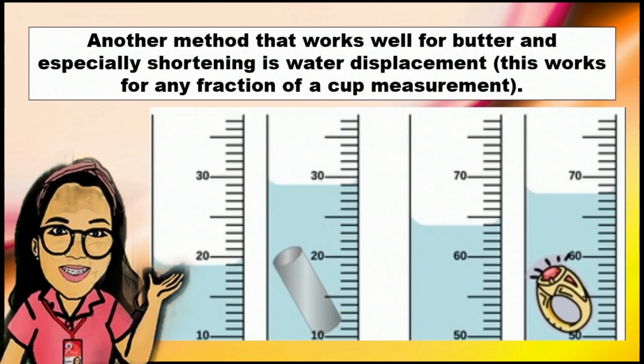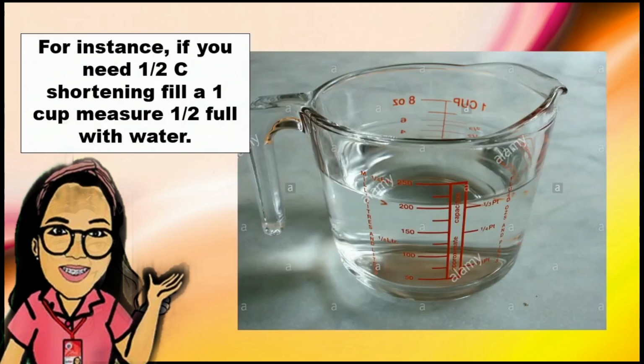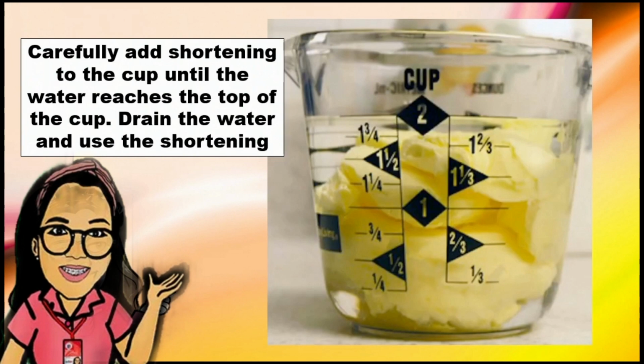Another method that works well for butter, and especially shortening, is water displacement. This works for any fraction of a cup measurement. For instance, if you need 1/2 cup shortening, fill a 1 cup measure 1/2 full with water. Carefully add shortening to the cup until the water reaches the top of the cup. Drain the water and use the shortening.